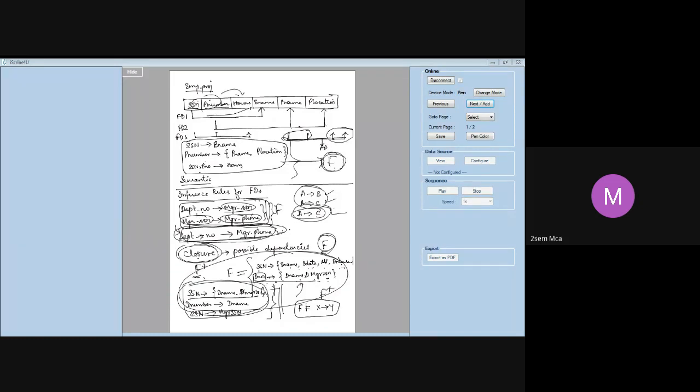So what is the notation for inference? This is how you represent it. This is the notation for inference. You have a set of dependencies F, and you are trying to infer X implies Y from F. So that's why this inference uses this particular symbol. We'll be using that symbol when we go for finding out the inference rules.